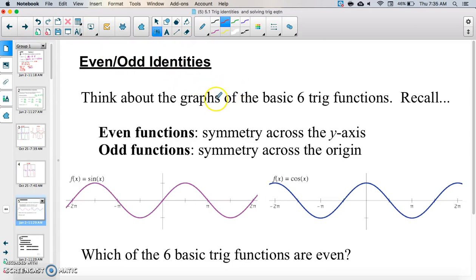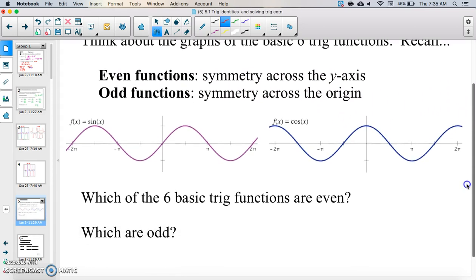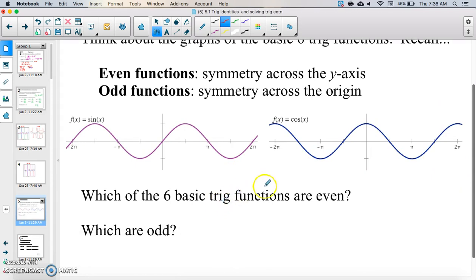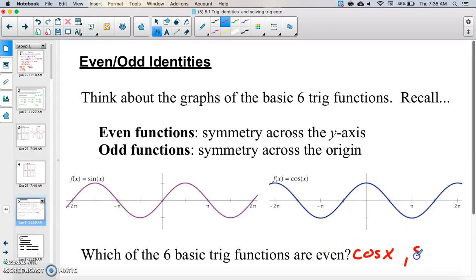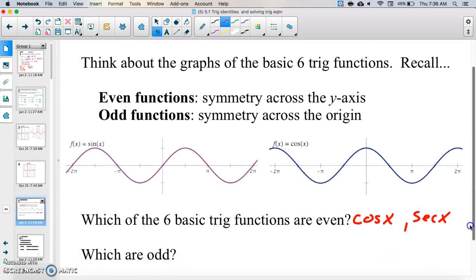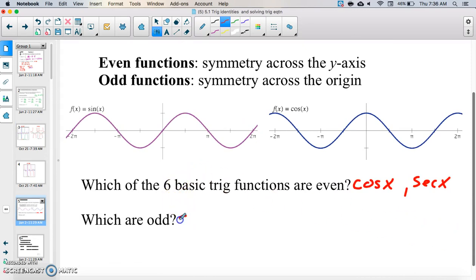So, even and odd identities. Even functions have symmetry across the y-axis. Odd functions have symmetry across the origin. This is on your notes. Which of the 6 basic trig functions are even? If you look at this, it has symmetry across the y-axis, so cosine of x is even. And when we looked at those other graphs, secant is also symmetrical across the y-axis. Which leaves sine as odd, because if you rotate it 180 degrees around the origin, it looks the same.